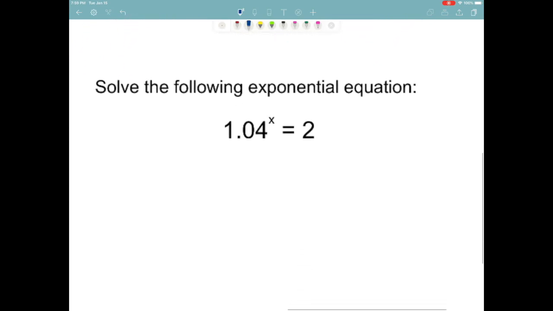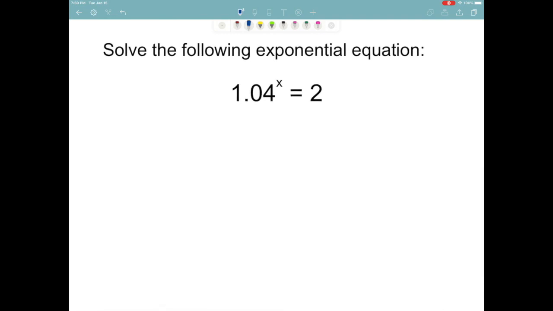Now what we're going to be doing in this section is talking about how to solve equations like this. This first one here is: solve the following exponential equation, 1.04 to the power of x equals 2. Earlier, in chapter 4 I believe, we learned how to solve any equation graphically on the calculator. Remember, we can take this equation and break each side into its own function. So we'll separate it here and say that y equals 1.04 to the power of x, and y equals 2.